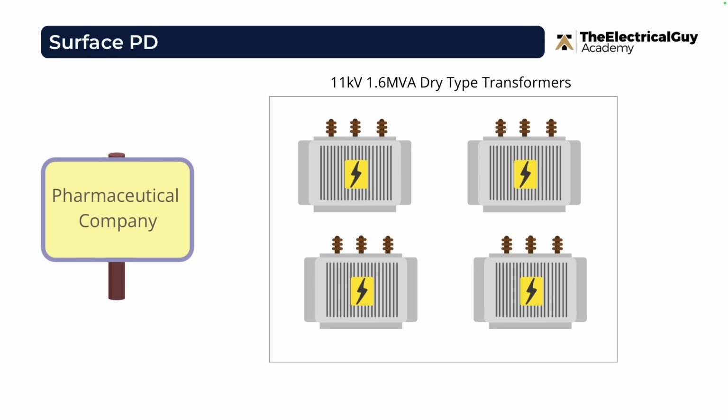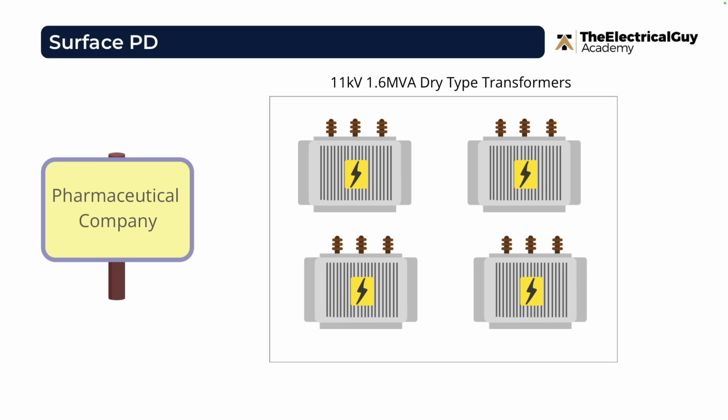Now, let me share a real world case study. This was done by Monitra. One of the pharmaceutical companies in the UK had a lot of 11 kV dry type transformers, in combinations of 1.6 MVA, 2 MVA, and different ratings. They were placed in ideal environmental conditions: a clean environment, with humidity and temperature under control. So, kind of an ideal situation for the type of transformer they were using.